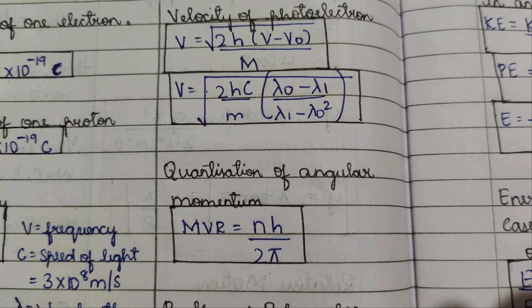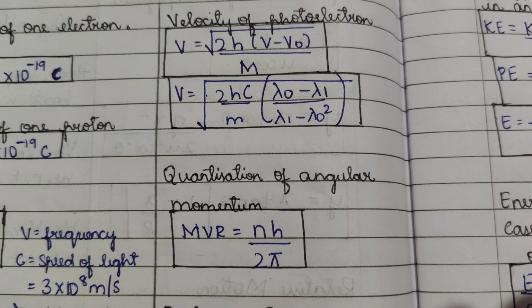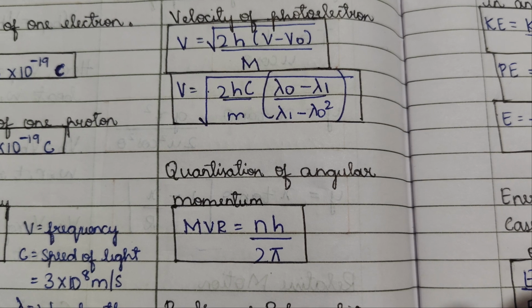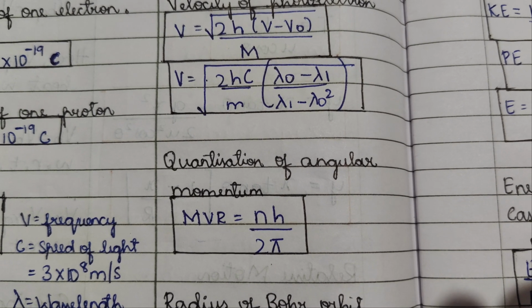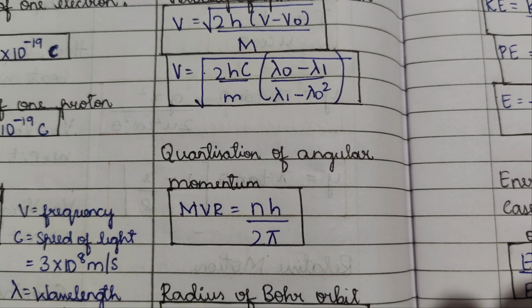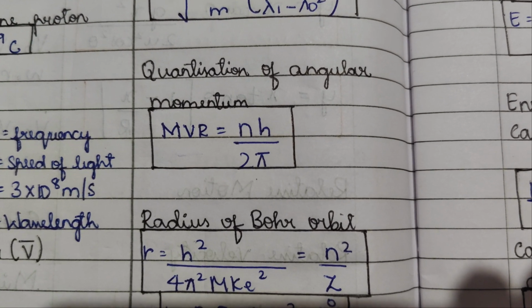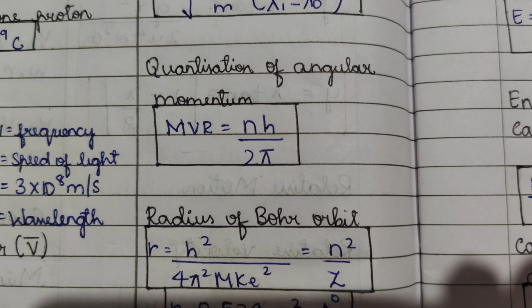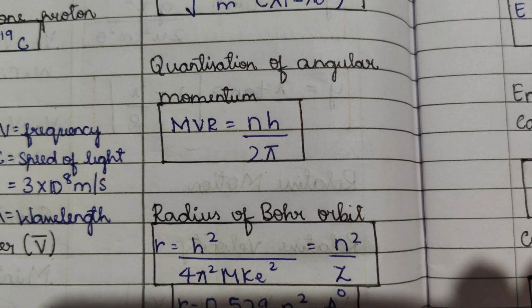Another formula of velocity of photoelectron is v is equal to the whole square root of 2hc by m into lambda naught minus lambda 1, divided by lambda 1 into lambda naught. Quantization of angular momentum: mvr is equal to nh by 2 pi. This is the most important formula.